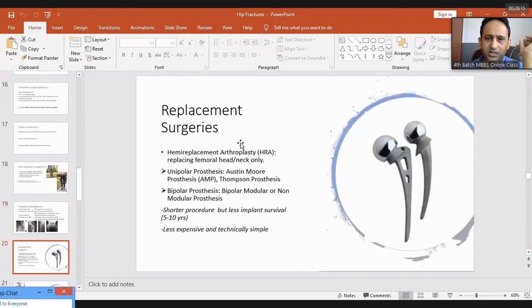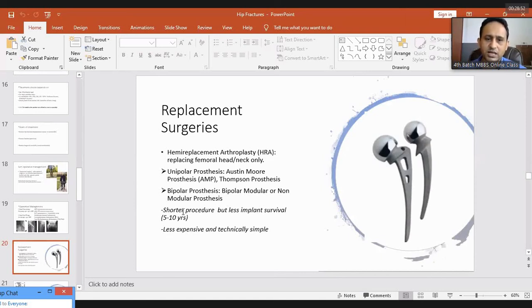So replacement surgery basically can be hemi replacement arthroplasty, which is replacing the femoral head and neck only. So this can be either unipolar prosthesis or bipolar prosthesis. Unipolar can be Austin-Moore prosthesis, the one here with the holes, the fenestrations here. This one is the Austin-Moore prosthesis, and the other one is Thompson prosthesis. So these are examples of unipolar prosthesis of hemi replacement arthroplasty. So this is half hip replacement. There is another thing known as bipolar prosthesis. I don't have the photo here, but I can show you whenever you are in clinical posting, just to let you know.